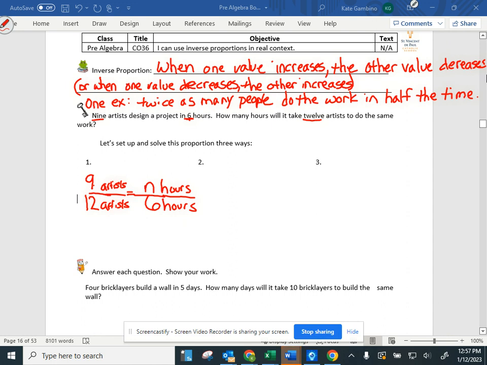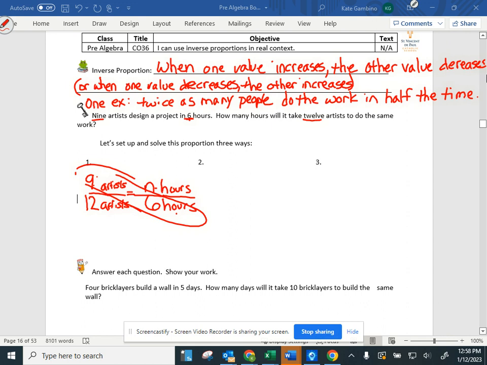Why did I say I was putting the 6 on the bottom? It's cross products. 9 artists for 6 hours. We're going diagonally for those cross products. Okay? So cross products, 9 artists for 6 hours, 12 artists for our question mark hours. So if we set it up that way, we know how to solve this all of a sudden. We go, oh, I've done this. I've done the solving for everything.